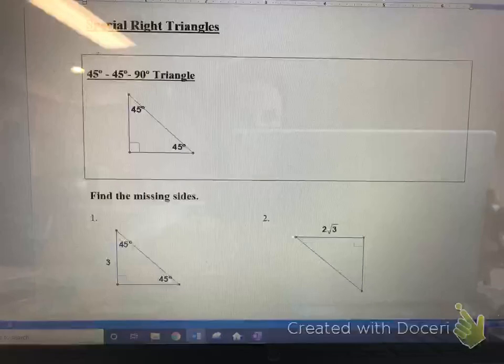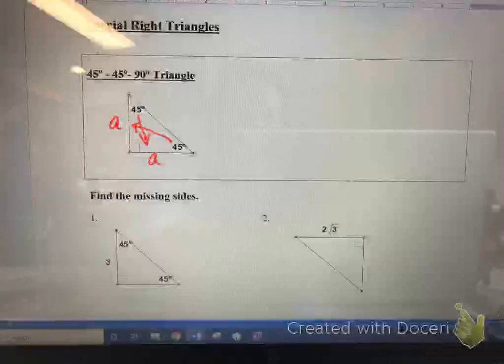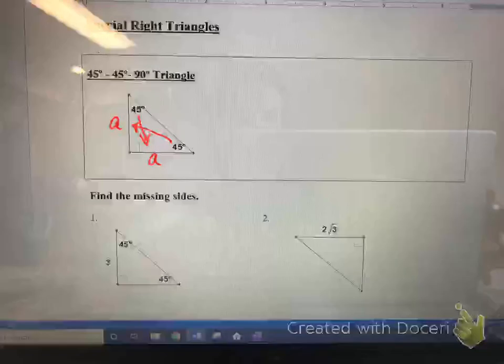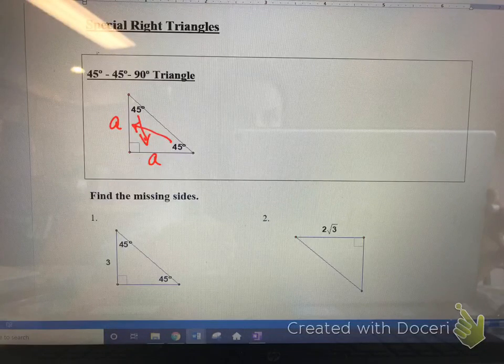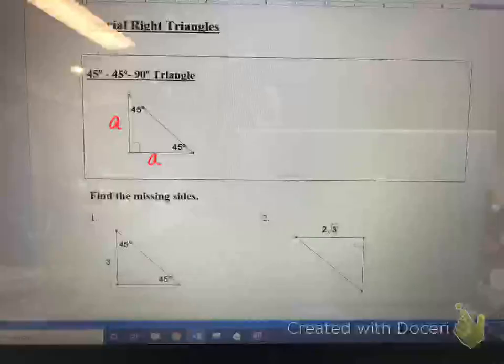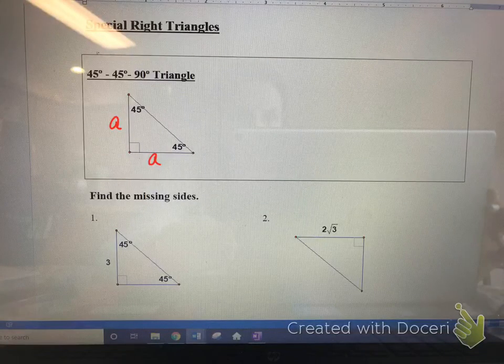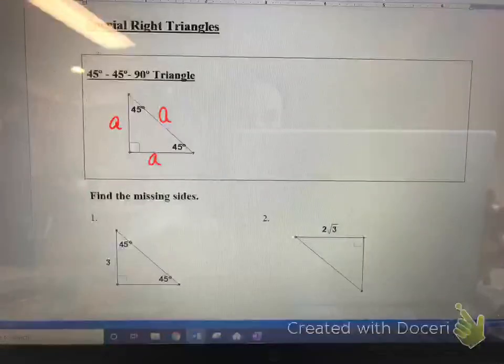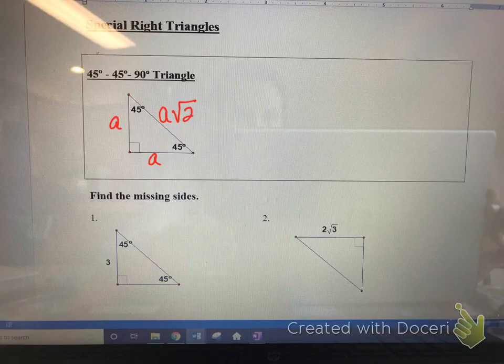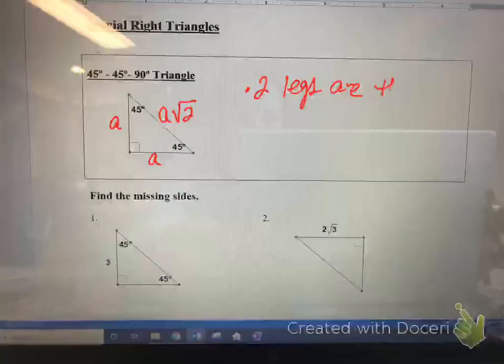First thing we need to know is the sides that are opposite those 45-degree angles. Those are going to have the same exact length. They're going to be congruent because the angles are congruent. So those two sides are going to be the same. To get our hypotenuse, we're going to take that leg and multiply by the square root of 2. So the things you need to remember are the two legs are the same.